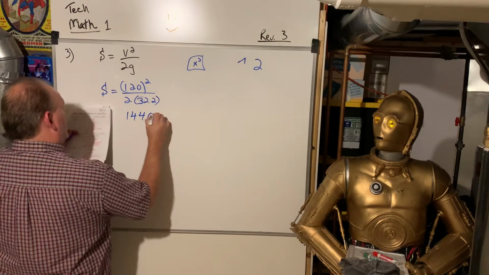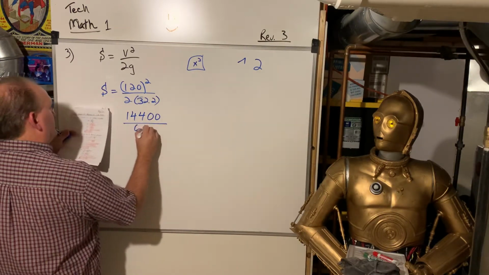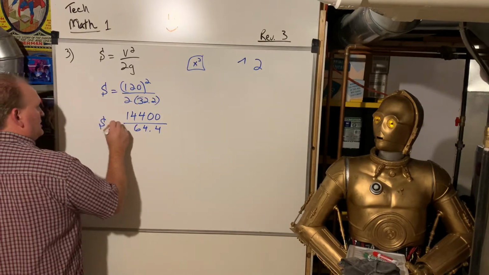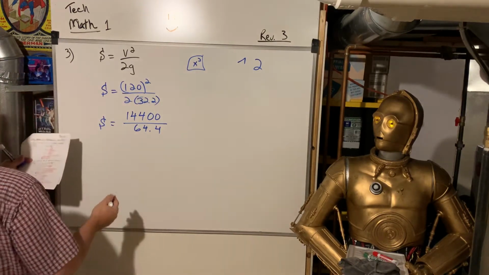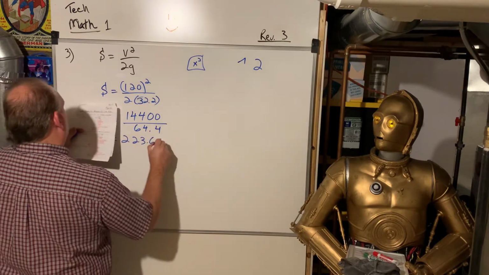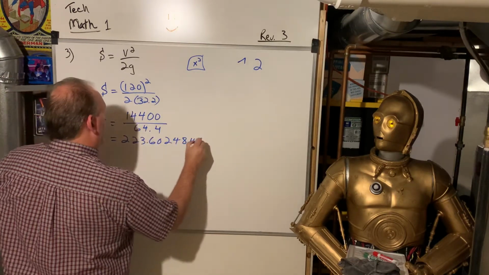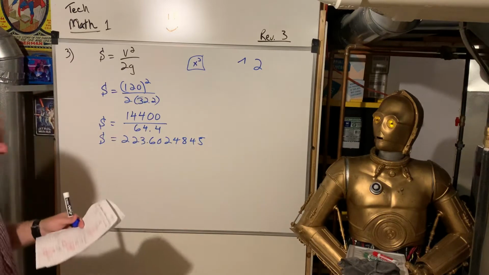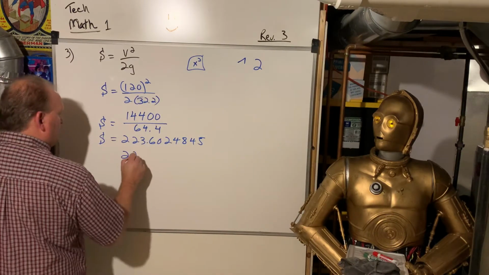If you want to do it in steps, I did it in steps again. 14,400 divided by 64.4. And then you actually type that in and divide it, and you get 223.6024845. And then they said a whole number, so that would take it to 224.